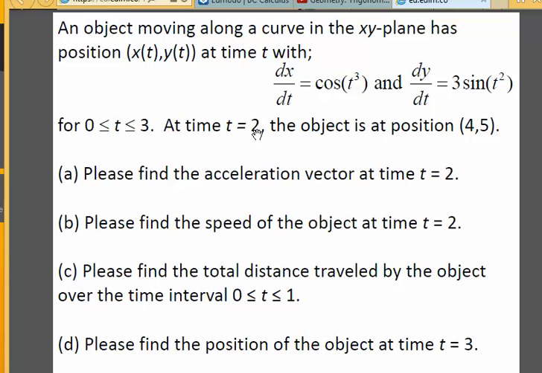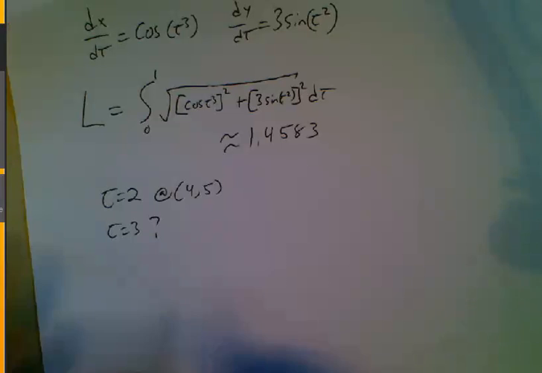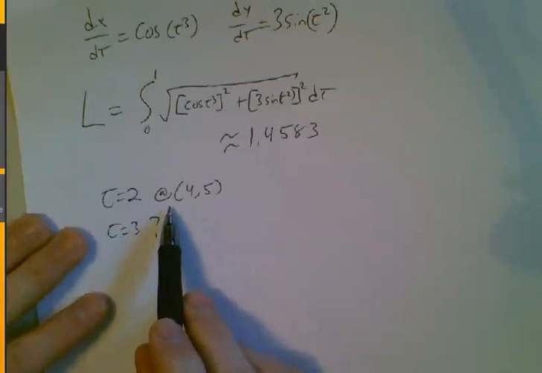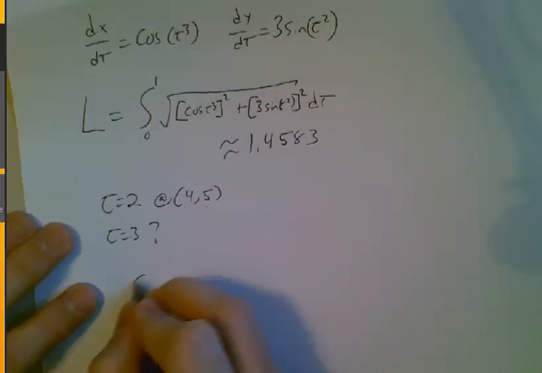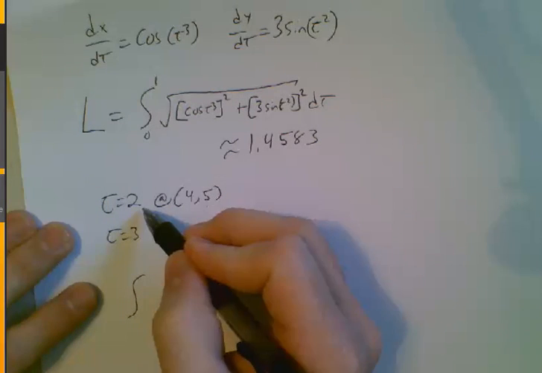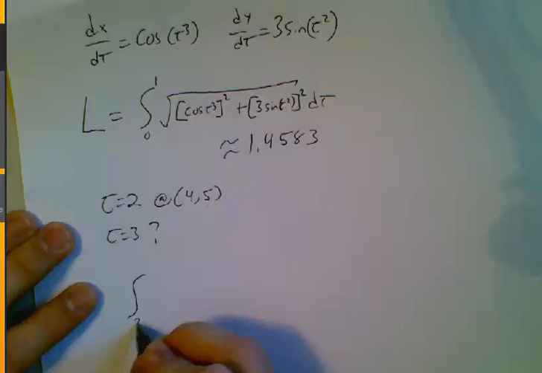And they want to know, we want to know at t equals 3. Okay, let me pull back the other screen. So that's what I wrote. At time equals 2, the object is at (4, 5), and we want to know where the object is at time equals 3. Well, when I go to set up this integral, I'm going to use the 2 and the 3. And this is how I show it.